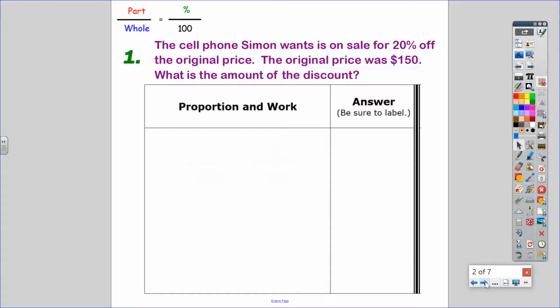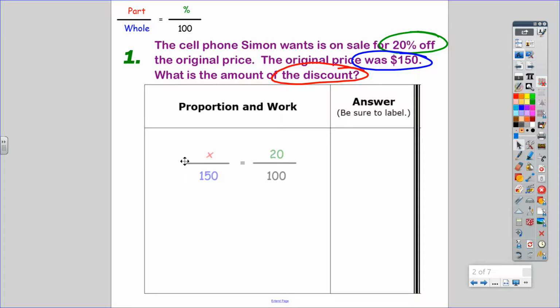Number 1: the cell phone Simon wants is on sale for 20% off. Automatically, I would put 20% over 100 when I'm building a proportion best friend table. 20% off the original price. Now the original price was 150. What is the amount of the discount? So it looks like they're giving us the percent and the whole. What we're going to try to find is the part.